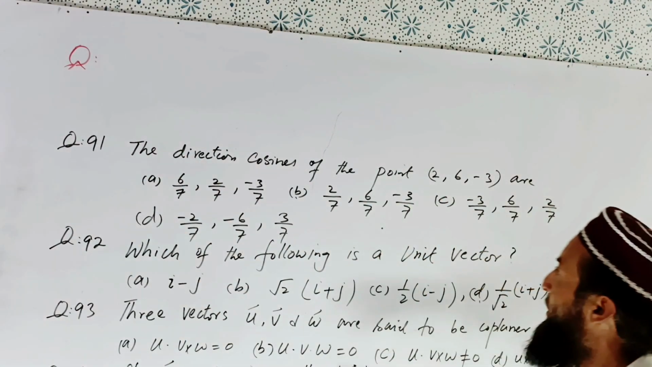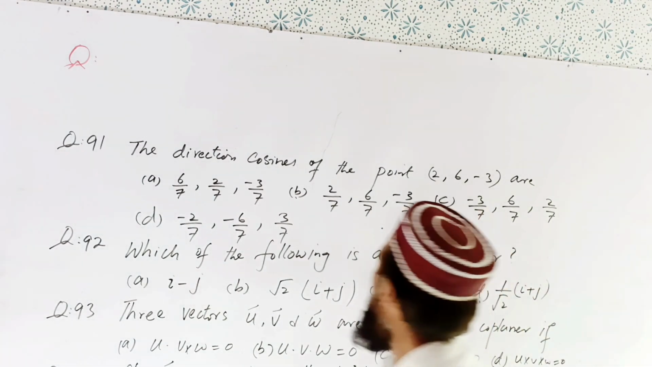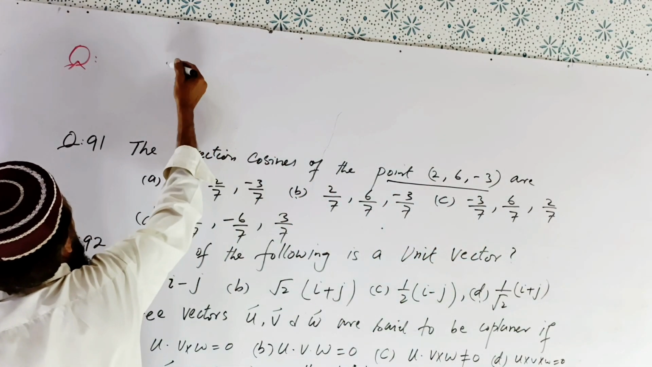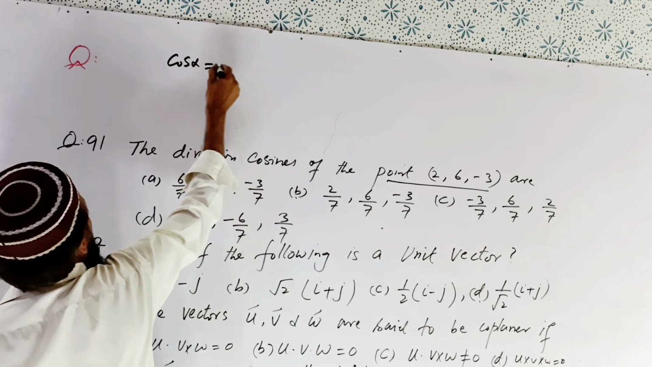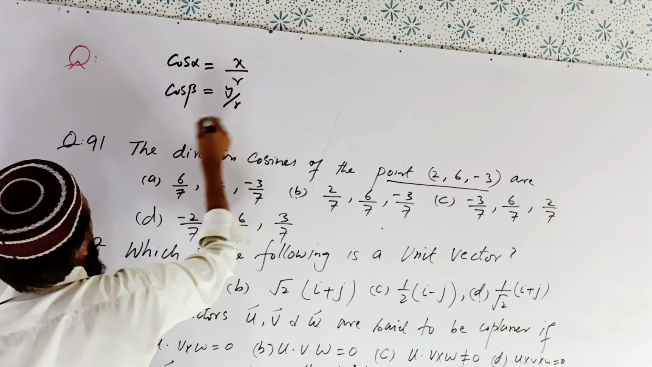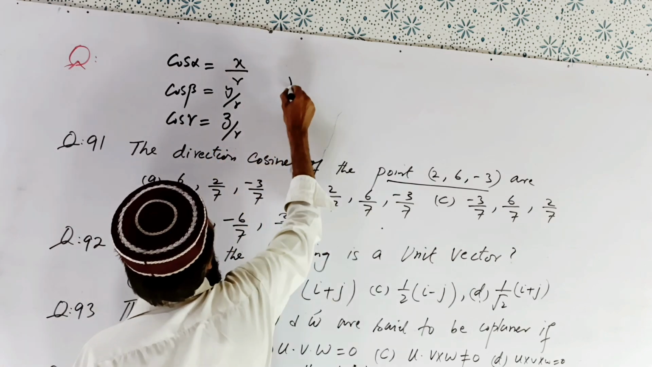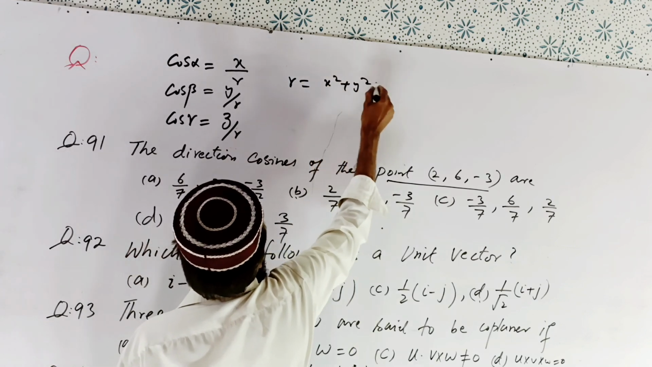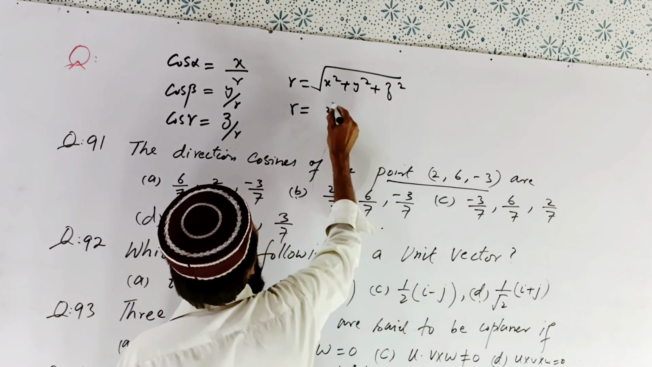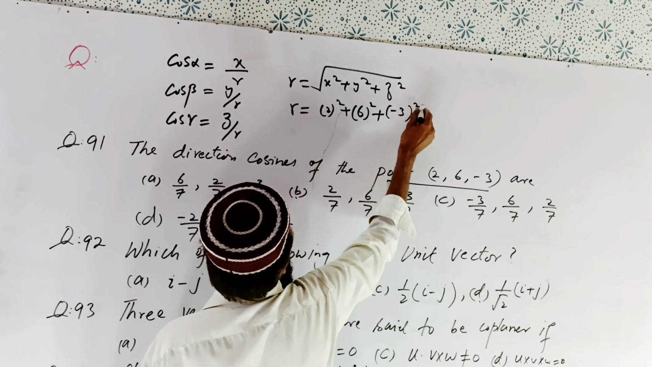The direction cosine of the points. Direction cosine means here cos alpha, and the point is given. Cos alpha is required. We know that cos alpha is x divided by r, cos beta is equal to y divided by r, and cos gamma is equal to z divided by r. Here r we can write as the square root of x square plus y square plus z square. The points are given, so we can write the square root of 2 square plus 6 square plus minus 3 square.